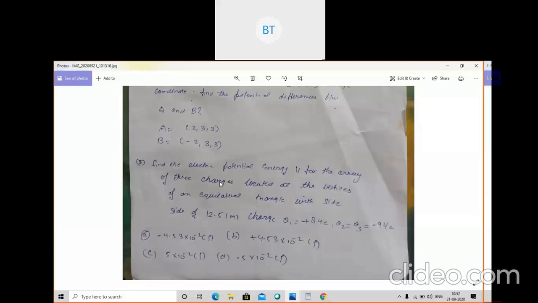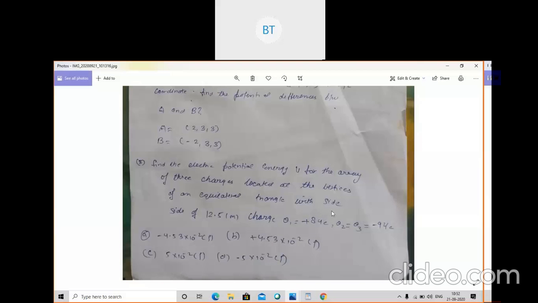So first of all, you needed to calculate. Suppose you make an equilateral triangle, so first vertex will be U1, second vertex will be U2, third vertex will be U3. How to calculate it? First you will calculate U12, then U23, then U13. If you calculate for all 3 pairs, then you need to add all those. If you add this, you will get the final U, that is the electric potential energy.